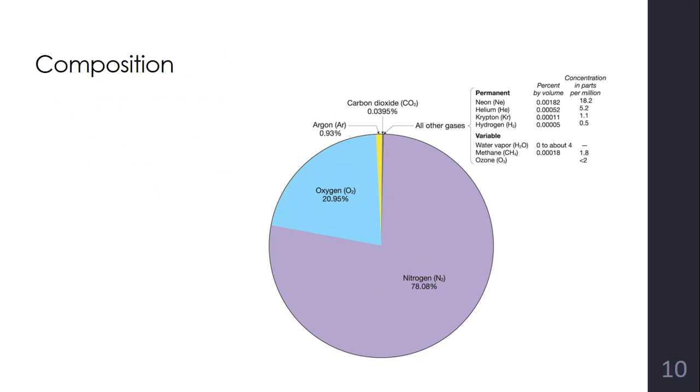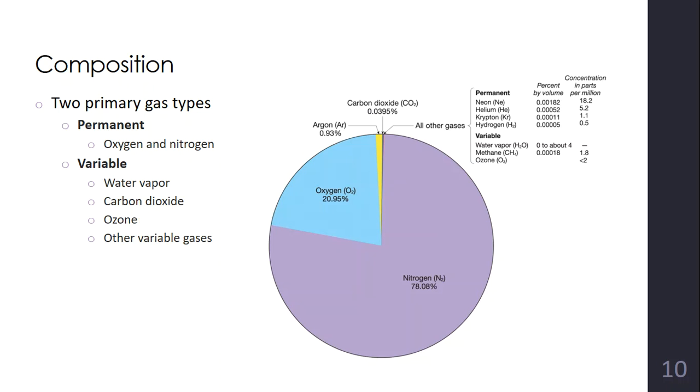The composition of the atmosphere: people might think that it's mostly oxygen, and it's not. It's actually mostly nitrogen. There are two primary gases that are permanent, that stay at their ratios, and those are oxygen and nitrogen. And then there's a bunch of variable gases that include water vapor, carbon dioxide, ozone, and some other ones that vary depending on where you are.